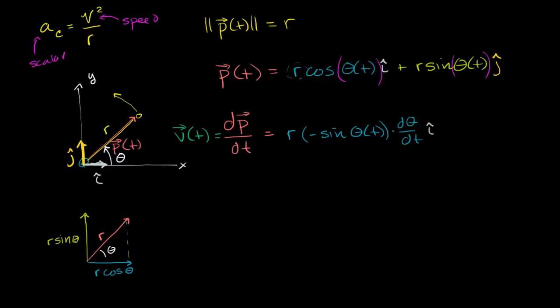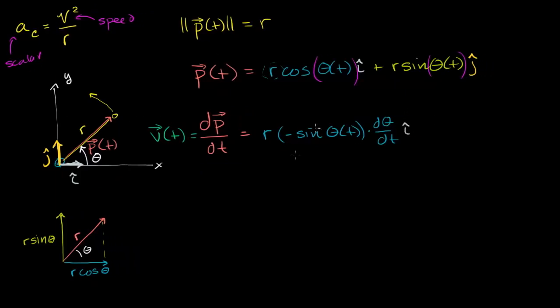And in the y direction, we do something very similar. In the y direction, we take the same derivative. You have the r scalar out front, r, and then the derivative of sine of theta with respect to theta is going to be cosine of theta, and I'll write it as a function of time. And then do the chain rule. You also have to multiply that times the rate at which theta is changing with respect to t, times d theta dt. And this is all going to be times our j unit vector.